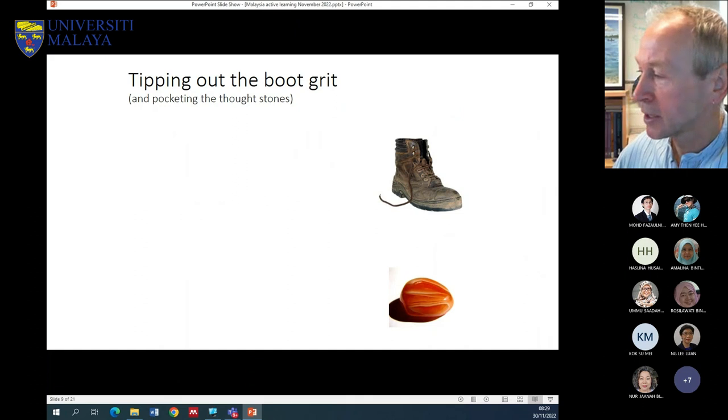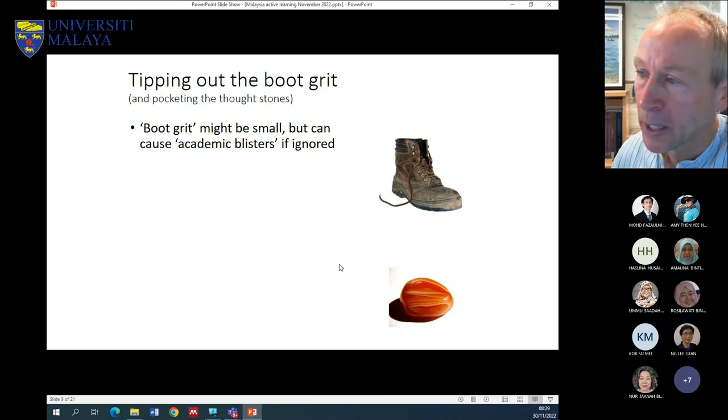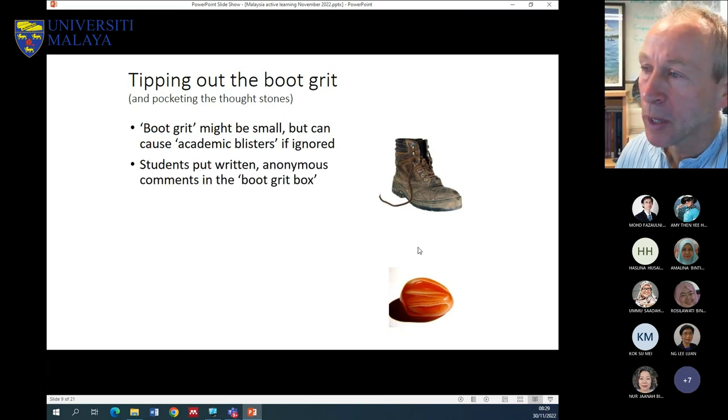So I think we have to work to give opportunities for students to share these problems. That's partly to resolve the problems, but it's also to demonstrate that it's okay to talk. We're going to talk in this big lecture. So boot grit might be small, but it can cause academic blisters if ignored. You can do this in lots of different ways.